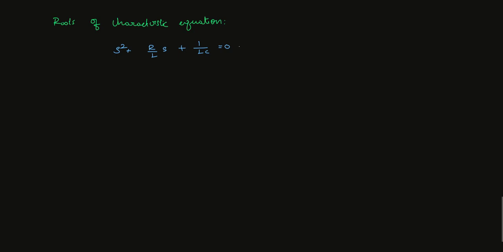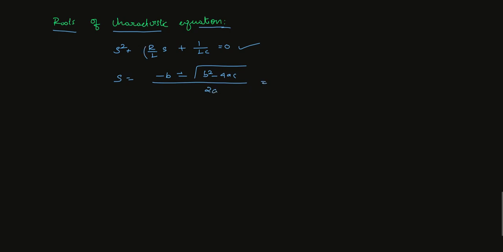So this is the characteristic equation we got in the last video. Let us find out the roots of this characteristic equation, and from that let us derive some conclusions. The roots of this quadratic equation are minus b plus or minus root over b square minus 4ac, divided by 2a. I hope you know this formula.